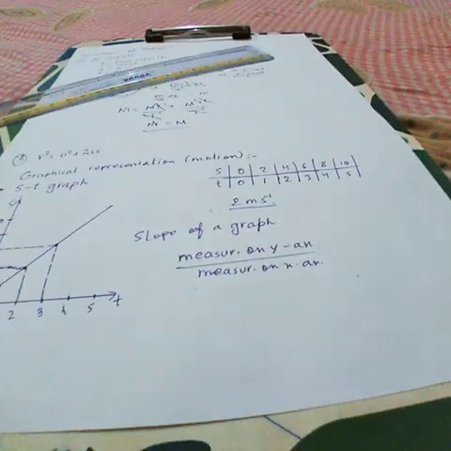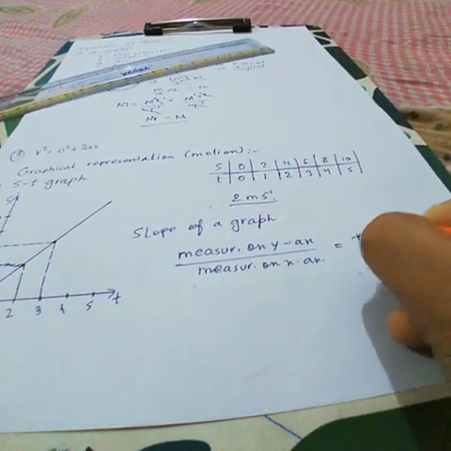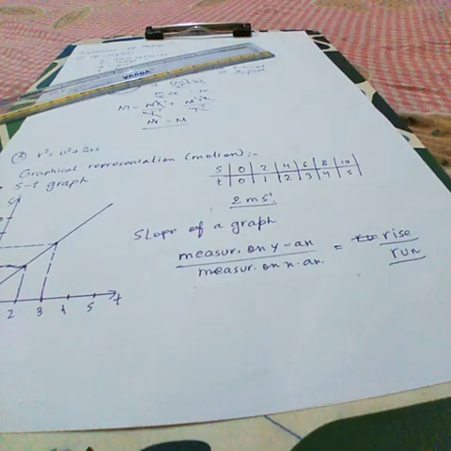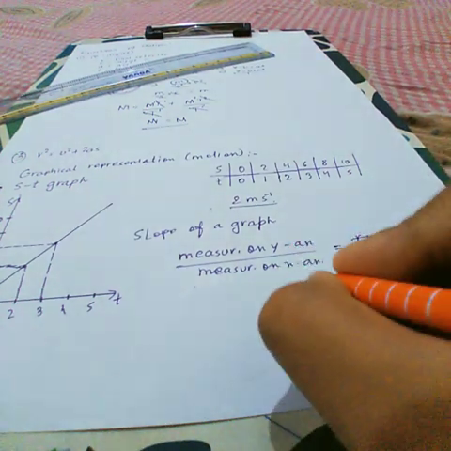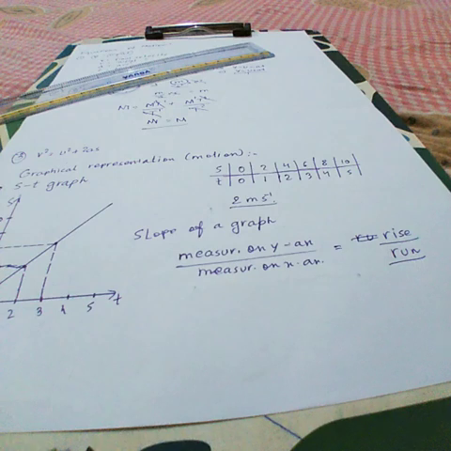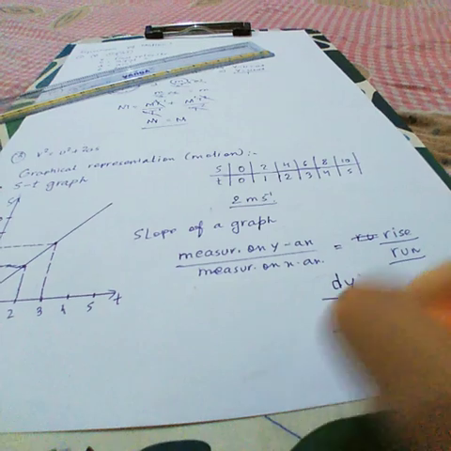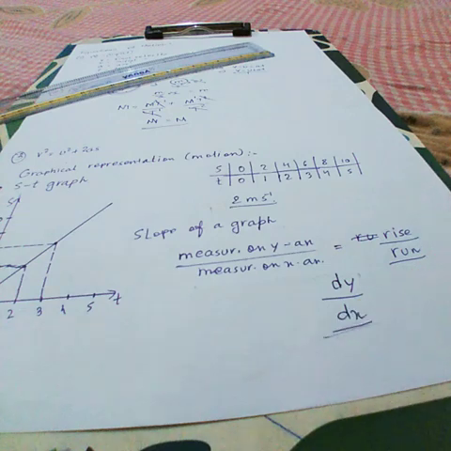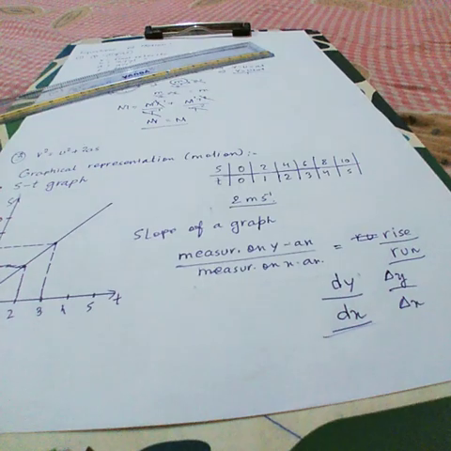Or we can say it in many different ways. We also say rise by run. Or if we talk a bit about calculus, we can say that it's dy by dx, or the rate of change of y with respect to the rate of change of x, meaning delta y by delta x.